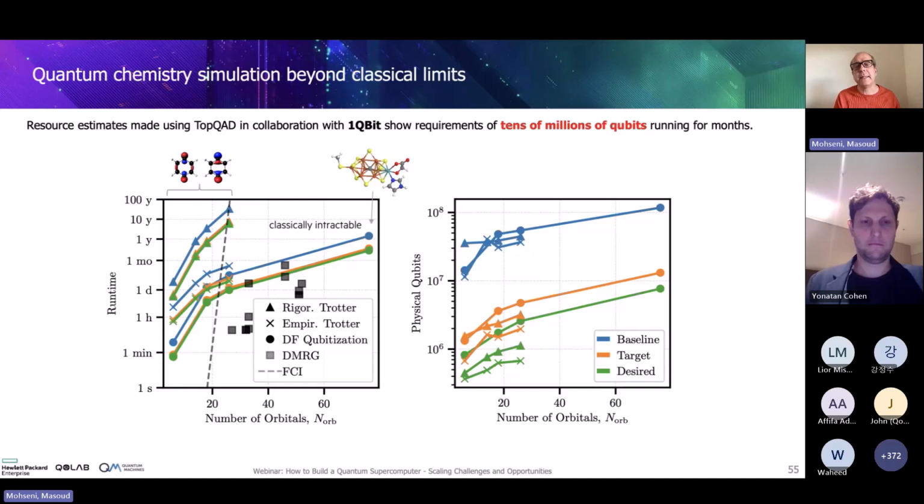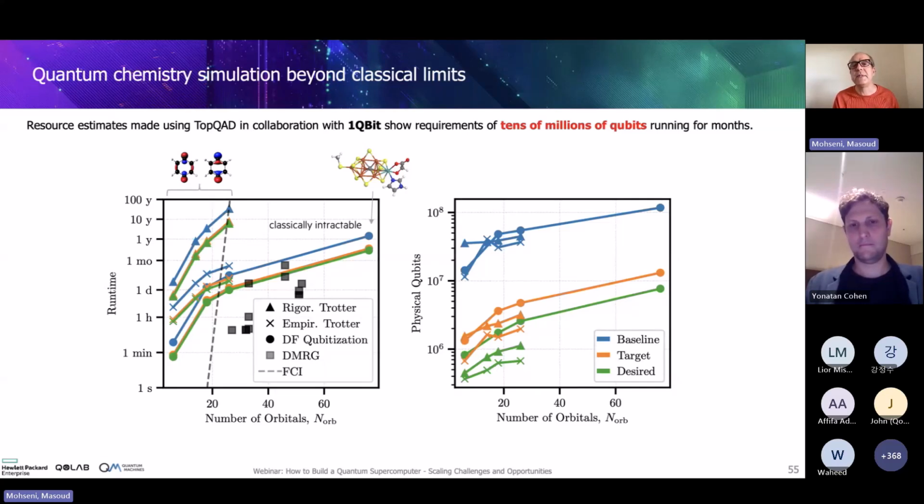Actually, in certain cases it could be on the order of weeks if you use an empirical Trotter approximation. But there are double factorization and qubitization, which are much more efficient; those are the circle lines. There are three colors: baseline, target, and desired. Baseline is what we have today, the existing hardware parameters that John described. Target is what Colab and John believe are realistic targets that we can build in the near future. And desired would be the optimal hardware characteristics. You can see that by improving hardware and software, you can get orders of magnitude improvement.